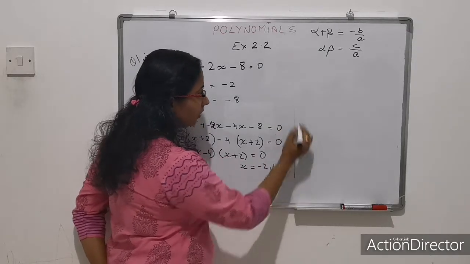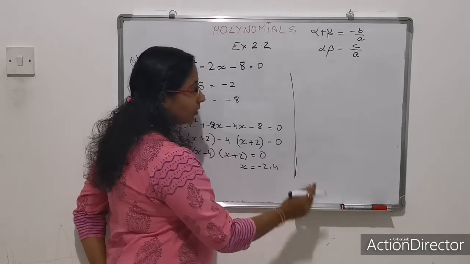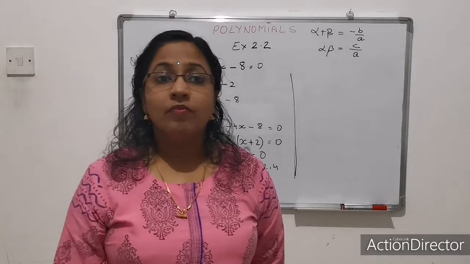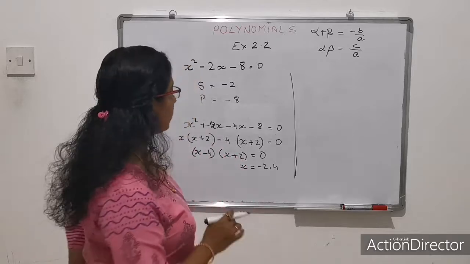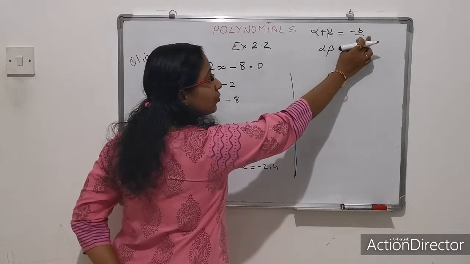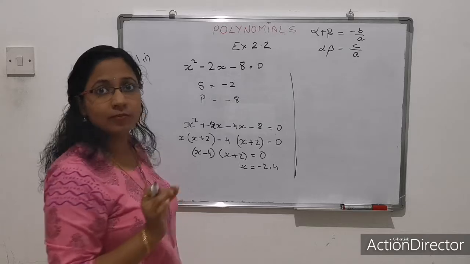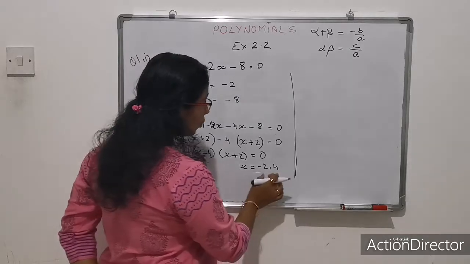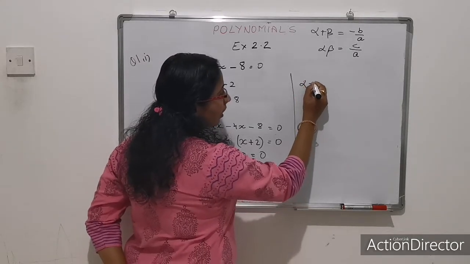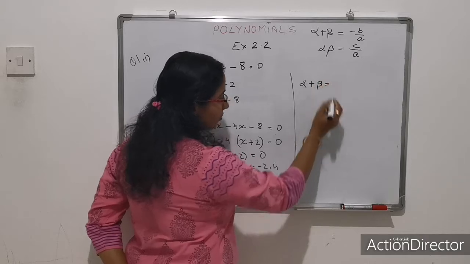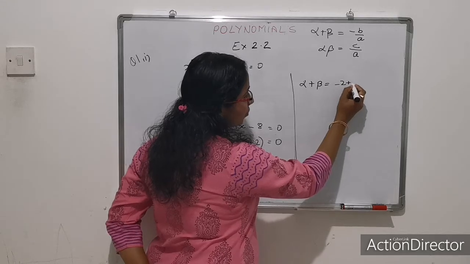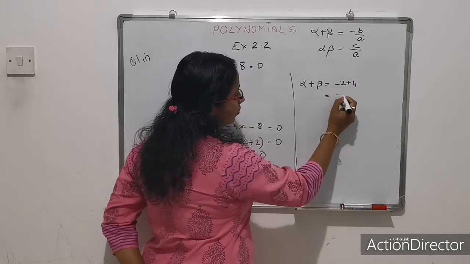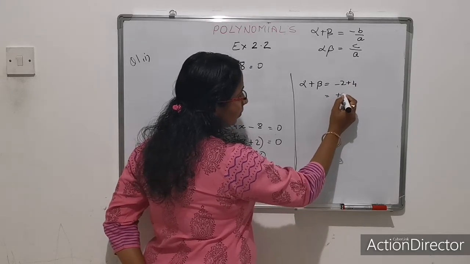Now we'll do the checking. The question, what was it? Verify the relationship between the zeros and the coefficients. Now these are the zeros and these are the coefficients, and this relationship we have to verify. So alpha plus beta is equal to what? Minus 2 plus 4. That is equal to plus 2.